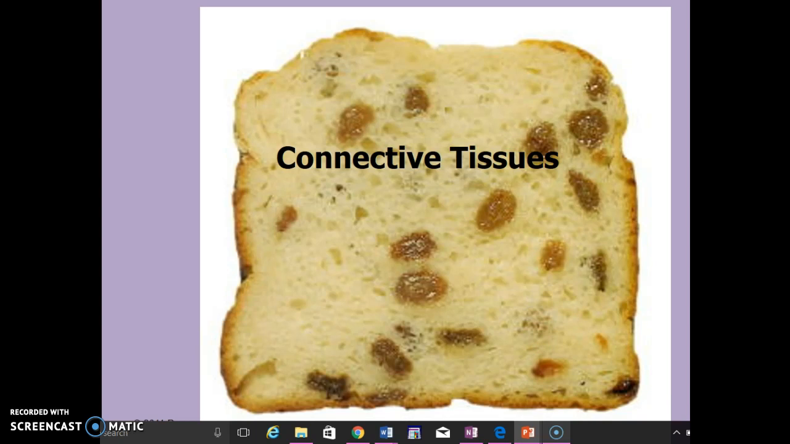Our second type of tissue is connective tissue. This raisin bread is supposed to remind you that our connective tissue cells are far apart. The raisins are the cells, and the matrix would be the bread. With epithelial tissue, those cells are very close together, often forming a barrier. Here, the cells are far apart.